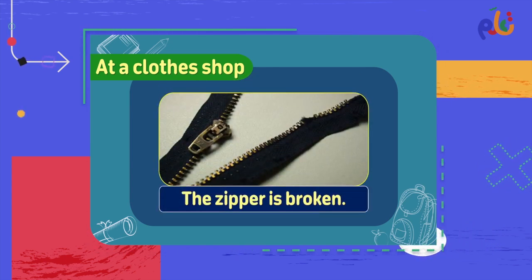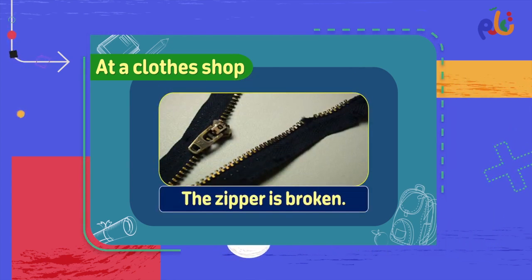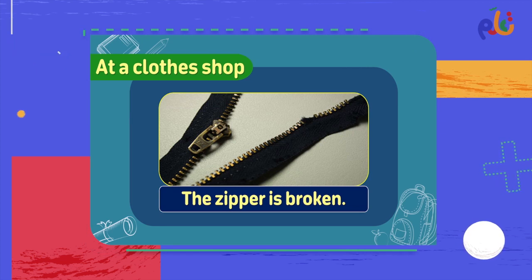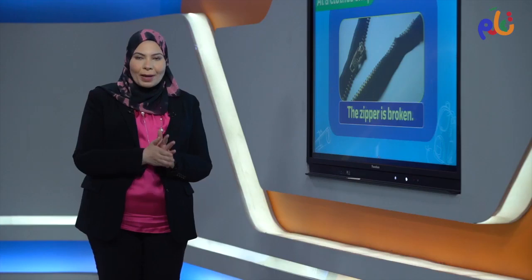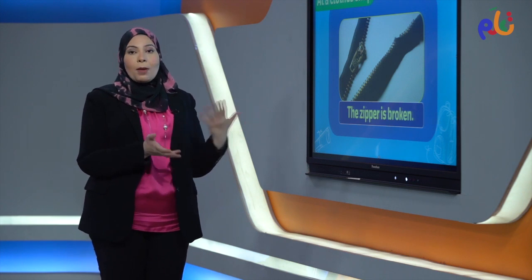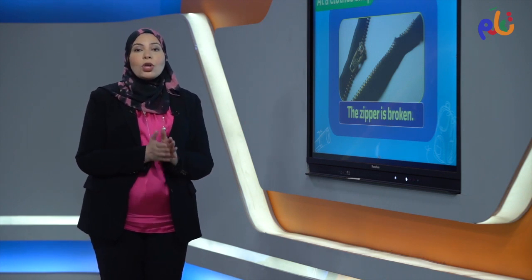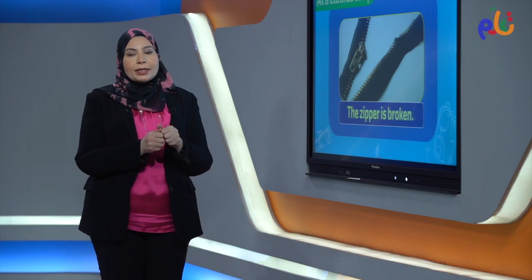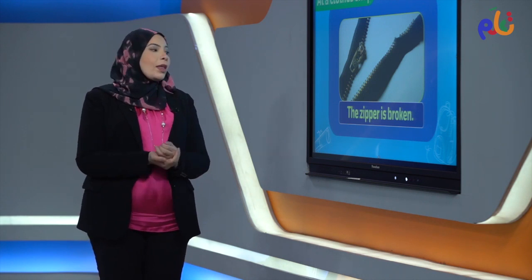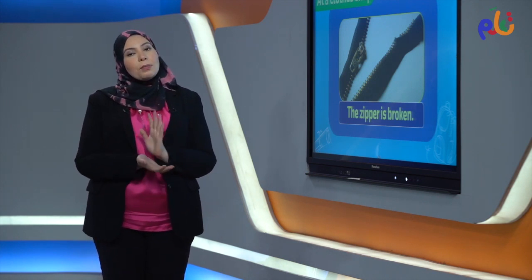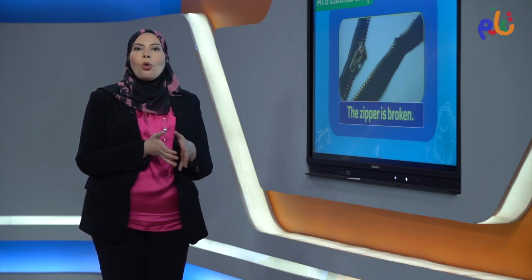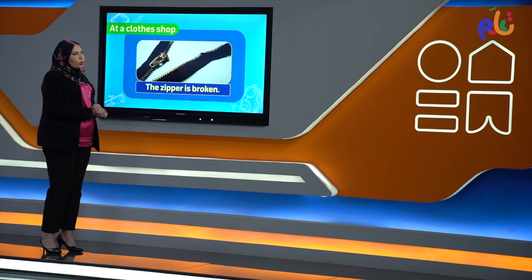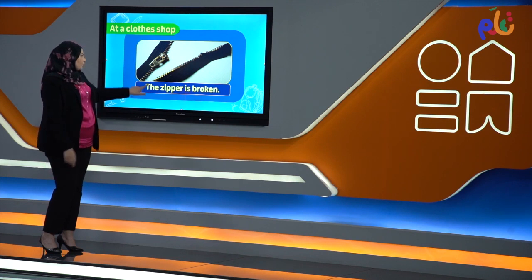Or we can say that the zipper is broken. The zipper is the thing that we use to close pants or to zip up a jacket maybe or a blouse. So it's broken, which means it's in two pieces. So this is the zipper is broken. This is another problem that you might face once you go home and check new jeans or new pants that you have just bought.